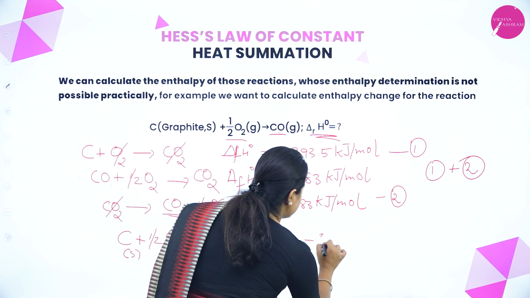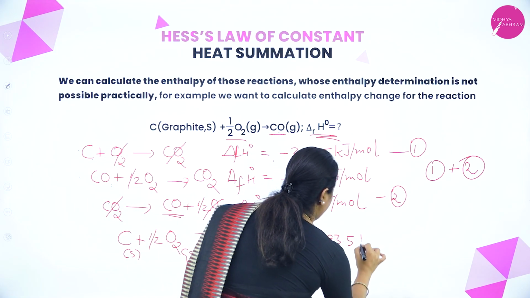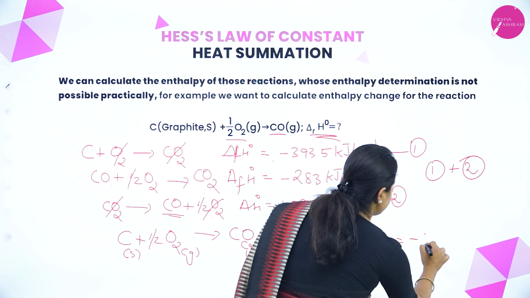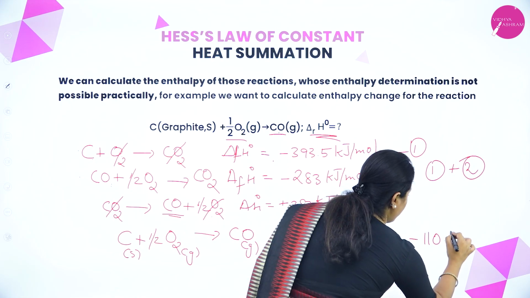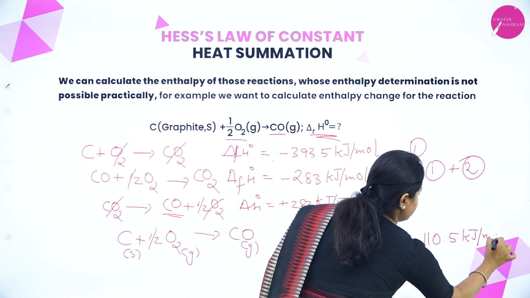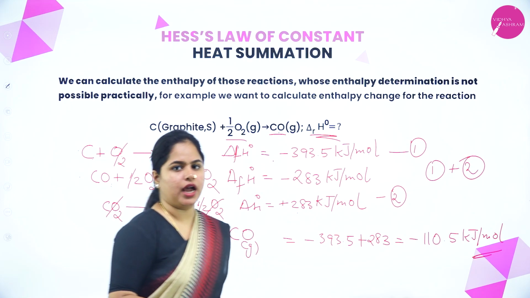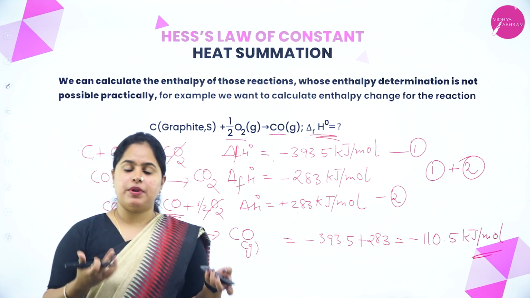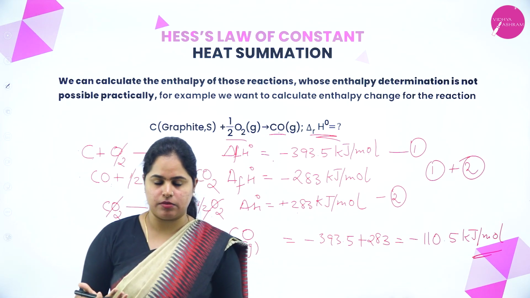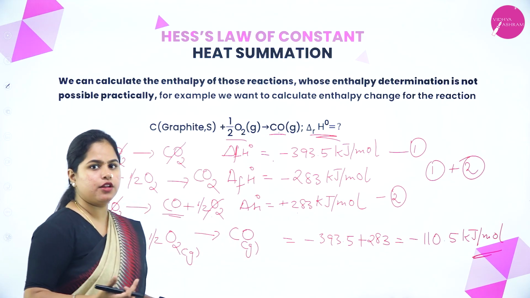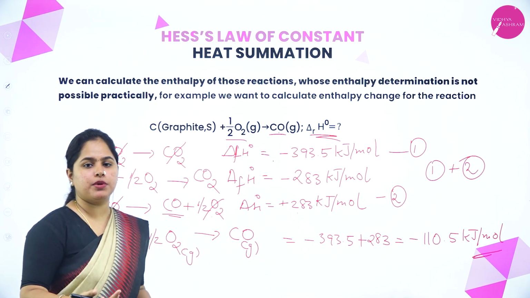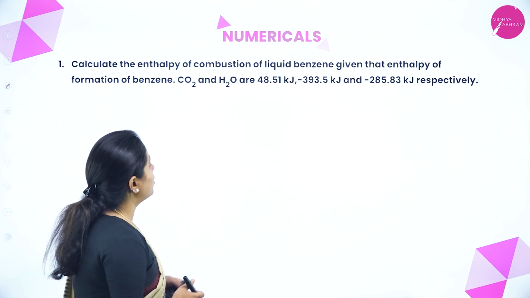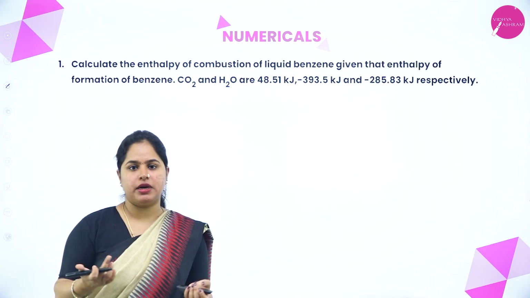That is minus 393.5 plus 283 kilojoule per mole. If I do, I get the value as minus 110.5 kilojoule per mole. So this is how you have to calculate the enthalpy of the reaction. Okay, so this is the application of Hess's law of constant heat summation. That means the reaction will happen in different steps. So if you take the sum of enthalpies of each of that, you can get the total enthalpy of the reaction. Okay, so now let's do a few numericals and you'll get a better idea of this.